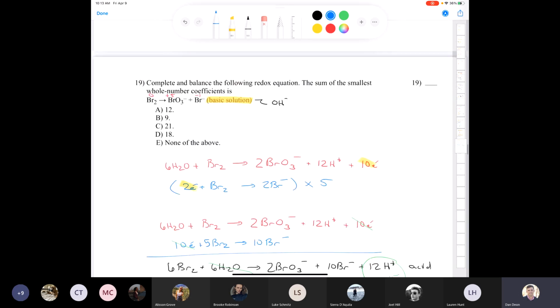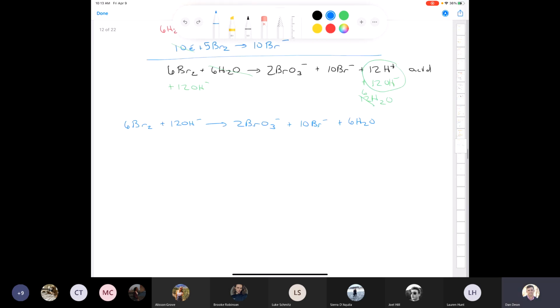Now notice it says, what is the smallest whole number? Complete and balance the following redox equation. The sum of the smallest whole number coefficients is. You probably noticed that this isn't the smallest whole number coefficients. You can take this whole thing and divide it by 2 to give you 3 bromines plus 6 hydroxides produces 1 bromate plus 5 bromides plus 3 water molecules, and that is completely balanced.